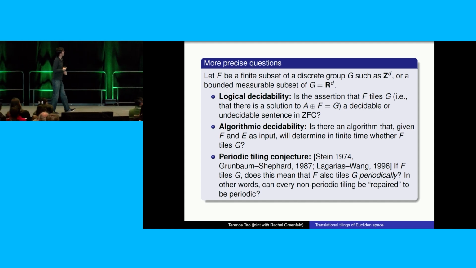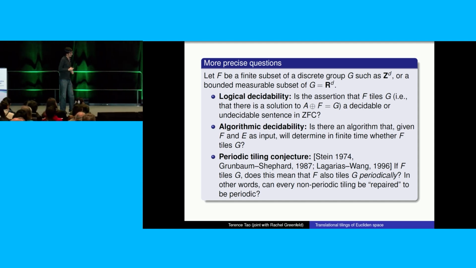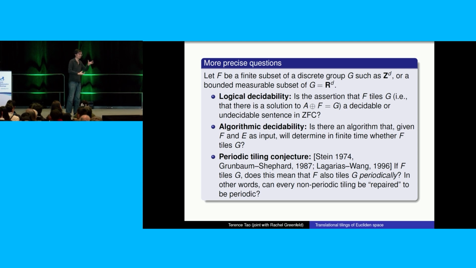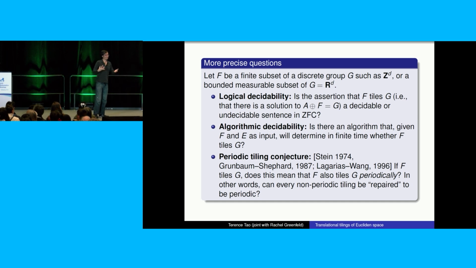Closely related to that is the notion of algorithmic decidability. Is there a computer program which, if you feed in a tile, will run, and in finite time the program will halt, and it will either say, yes, this tile tiles space, or no, it doesn't. These are very basic questions. You would think that the theory of tiling would be kind of embarrassing if you can't answer these questions.